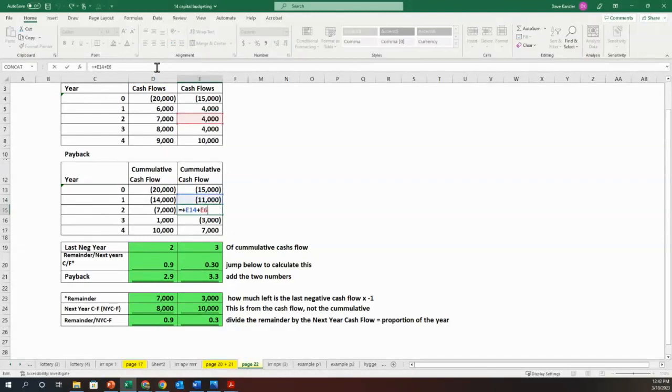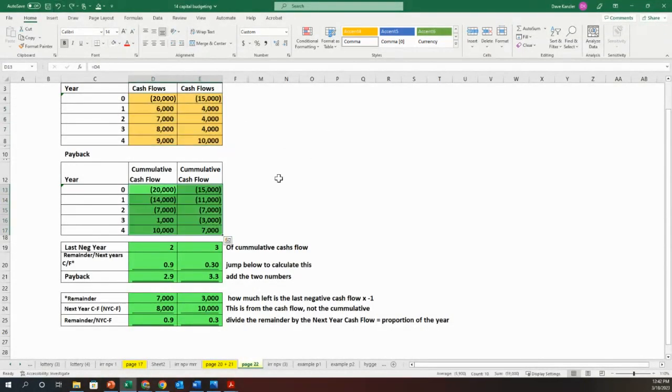So it's like revolving your credit card balance without interest. If you're $15,000 in a hole, and every year you make a payment of 4, 4, 4, and 10, assuming no interest, this would be what your balance would be. So this is how we calculate payback. You just have to take it step by step.